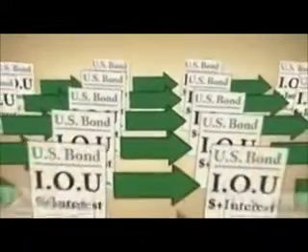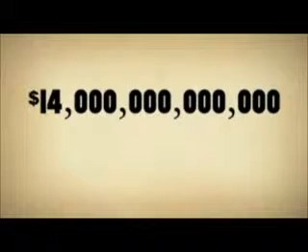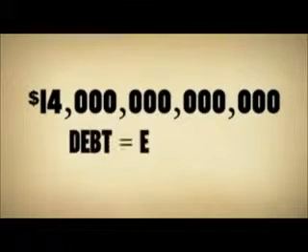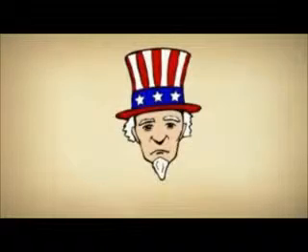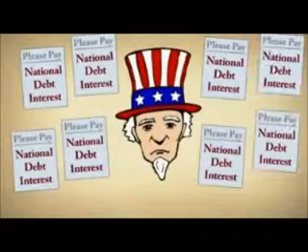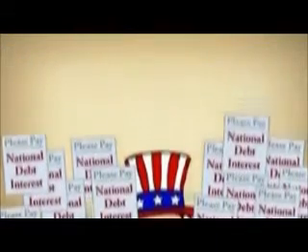All those loans, and especially all that interest, adds up. Right now, Uncle Sam owes about $14 trillion. To put that in perspective, 14 trillion is about the same as the national GDP, the total value of all the goods and services produced by the American economy in an entire year. It's such a huge amount of money that Uncle Sam is starting to run out of people to borrow from, and he's having trouble just paying the interest on his loans.